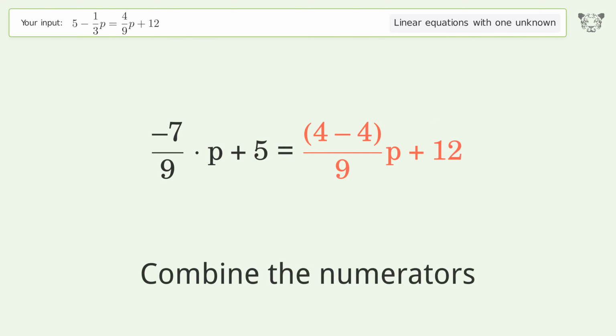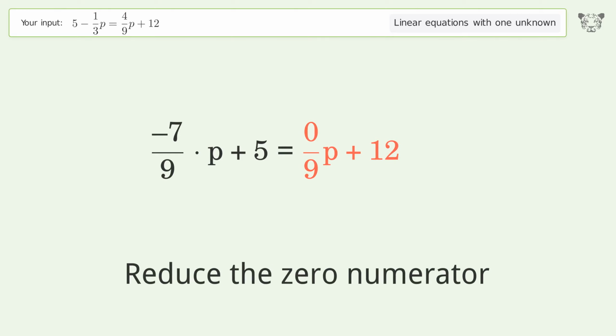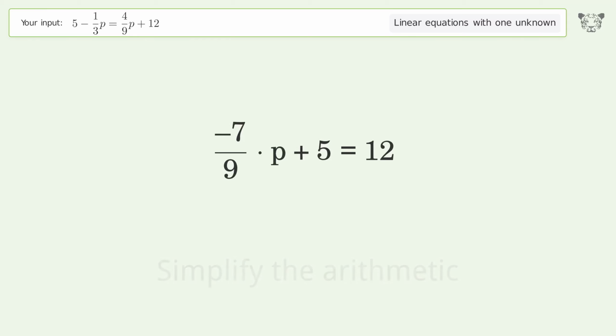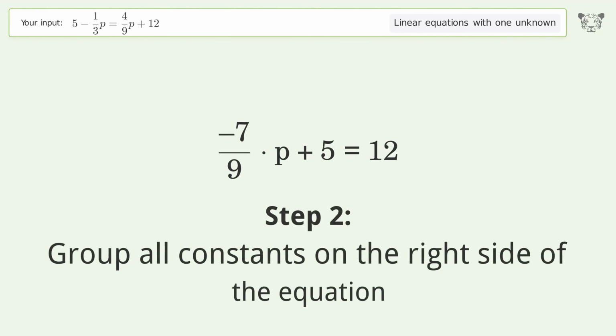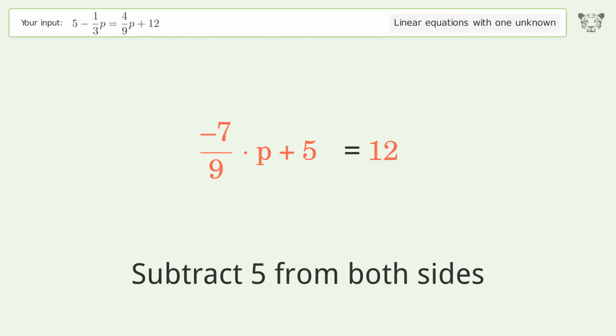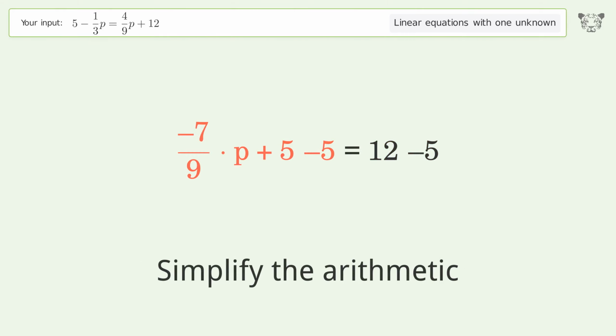Combine the numerators. Reduce the zero numerator. Simplify the arithmetic. Group all constants on the right side of the equation. Subtract 5 from both sides. Simplify the arithmetic.